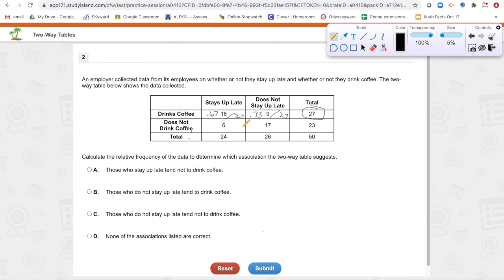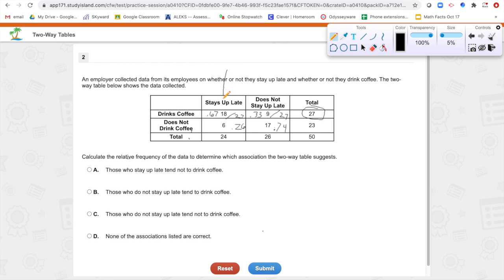And the cool thing there is the 0.67 and the 0.33, they add up to 1, which is what it should always do. And same thing with the does not drink coffee, as 6 out of 23 is 0.26, and then take 1 minus 0.26, you get 0.74. So if you needed to calculate relative frequencies, if you ever run into a problem like that, that's how you do it. You look at each individual box compared to the total.